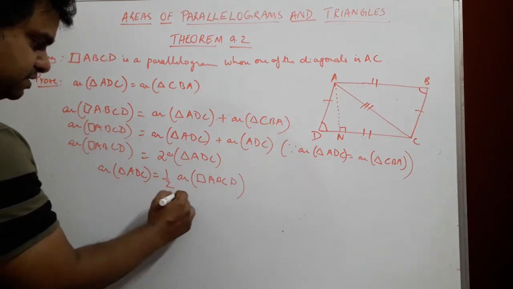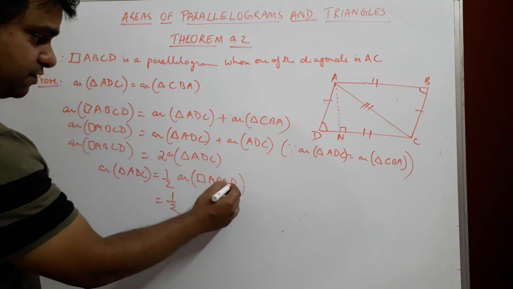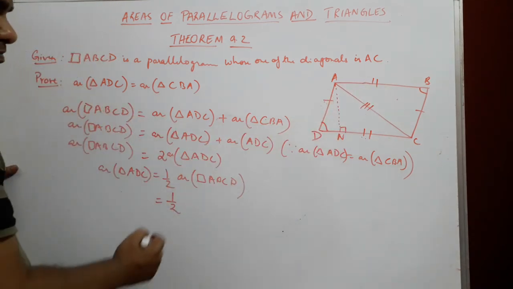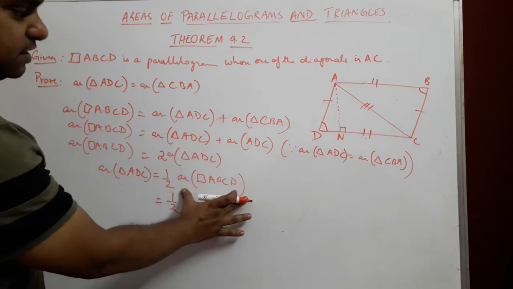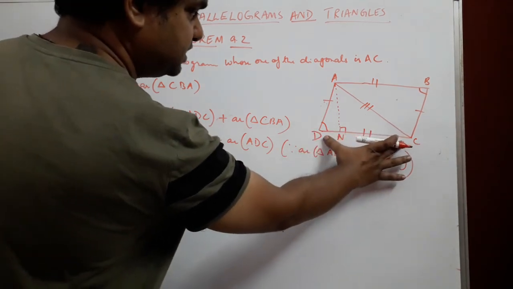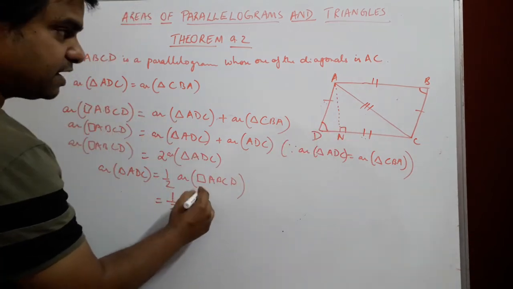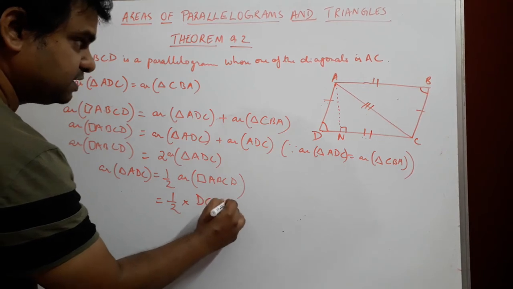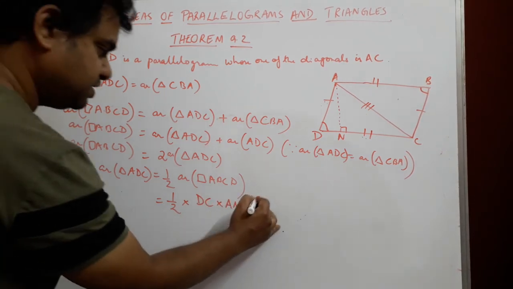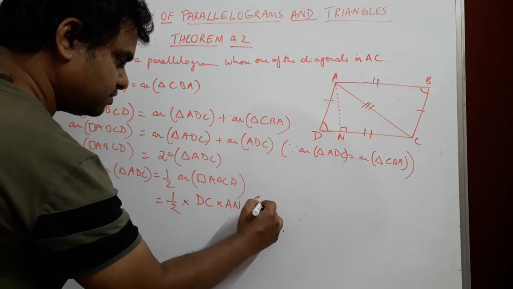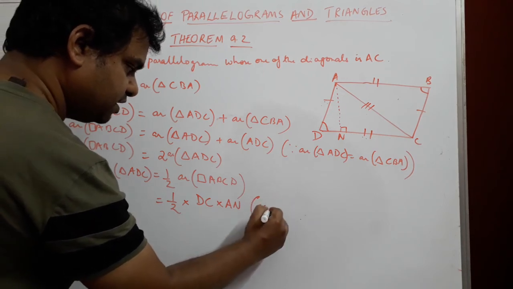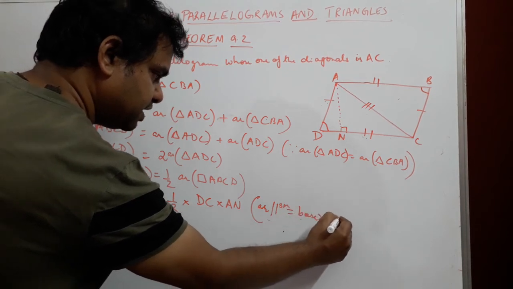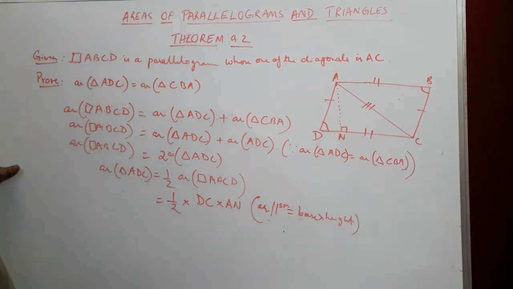And area of quadrilateral ABCD is given how? That is given as half into area of parallelogram, for that matter. Area of parallelogram is given as base into height. So what is base over here? Base is DC, height is AN. And the reason you can give is area of parallelogram is equal to base into height. Okay, this is your answer.